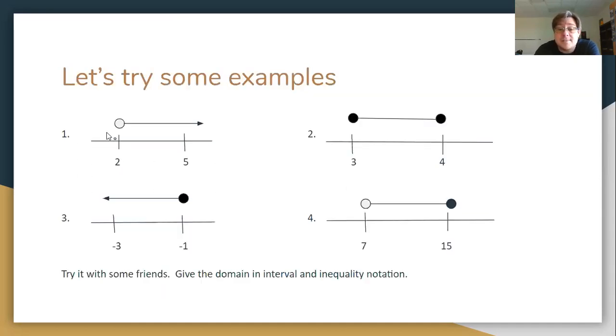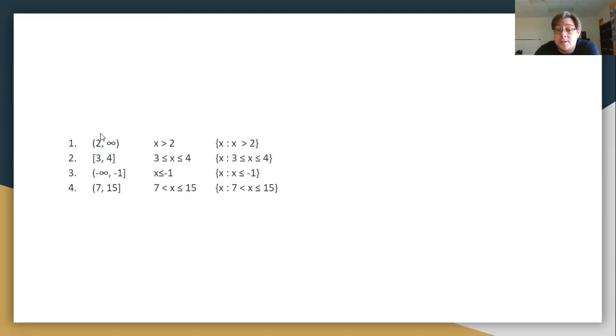So our first example was going from 2 all the way up to infinity. So as we go left to right, we have 2. It didn't include it, so we have our parentheses. And we went all the way up forever to infinity. And infinity always uses parentheses. As an inequality, that was simply x is greater than 2. And the nice thing with interval notation and inequalities is the set notation is usually just you reusing those inequalities in it. So it's the set of all x such that x was greater than 2.